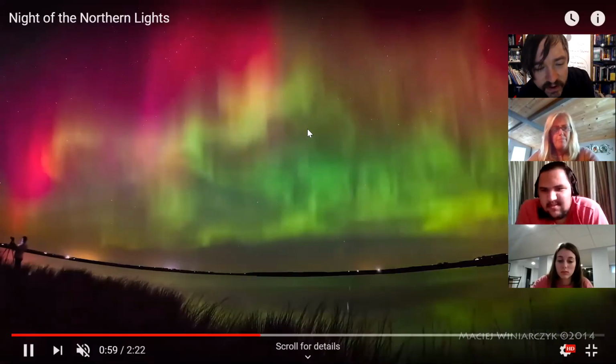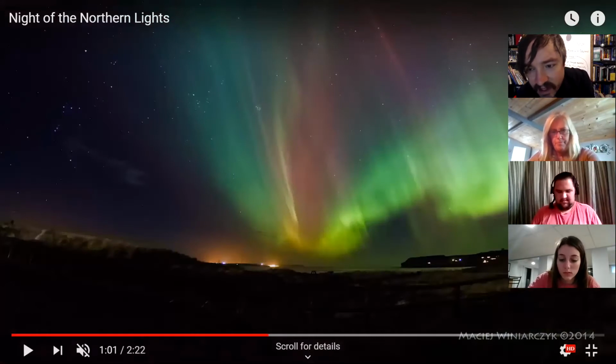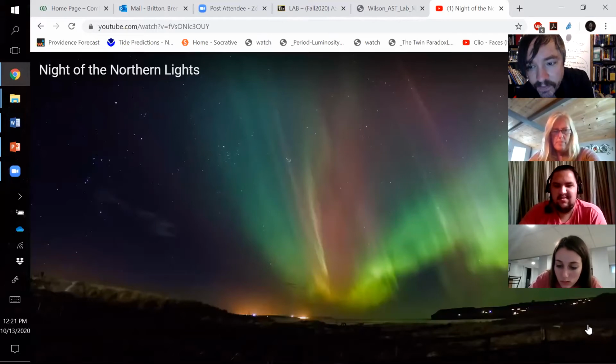Look how beautiful these curtains are. Could you imagine if you were a primitive person watching this, you would think demons had descended from the sky. You know, it's beautiful, but also probably terrifying.